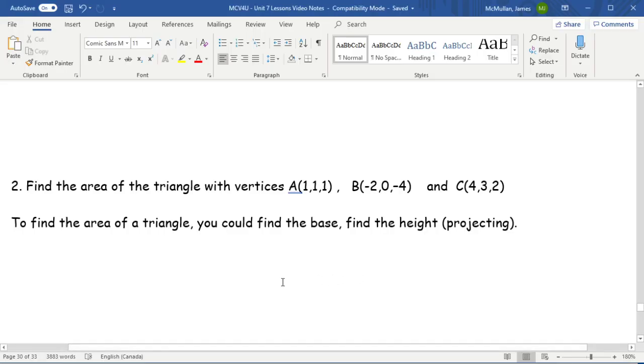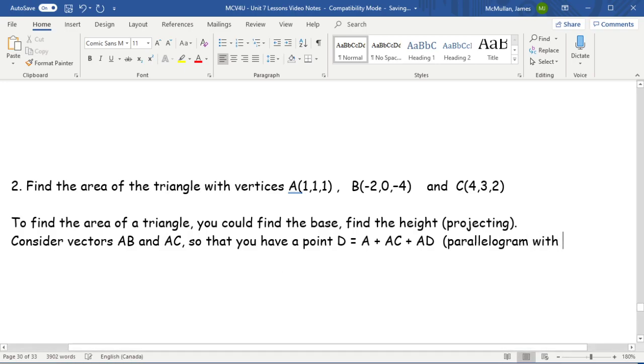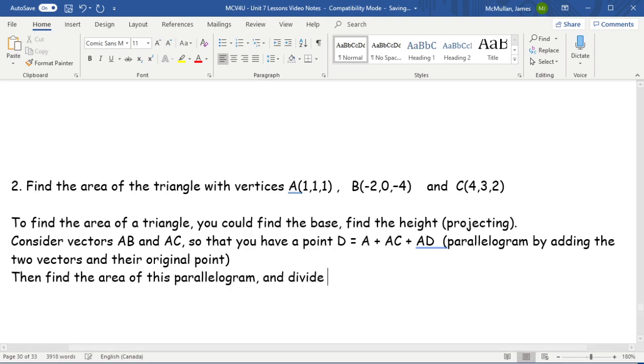So a really clever way to approach this question is to do it this way. Consider vectors AB and AC so that you have a point D, which is point A plus AC plus AB, i.e. it's the parallelogram, formed by adding the two vectors at their origin point. Okay, you have a point D. Then find the area of this parallelogram and divide it by 2.